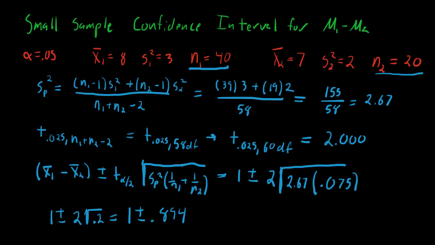It's the same confidence interval that we used before. We just need to get a different value for our t with different degrees of freedom, and we need to calculate a different sigma using our Sp squared and multiplying that by 1 over n1 plus 1 over n2.